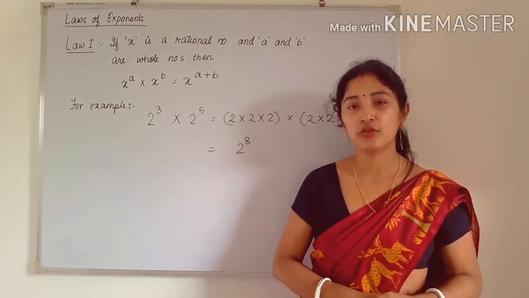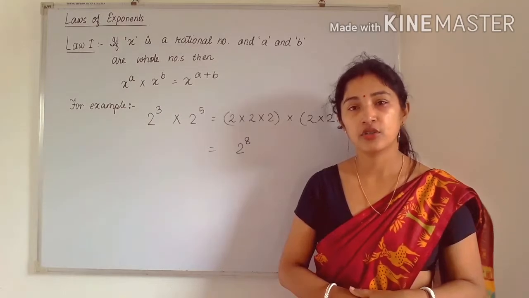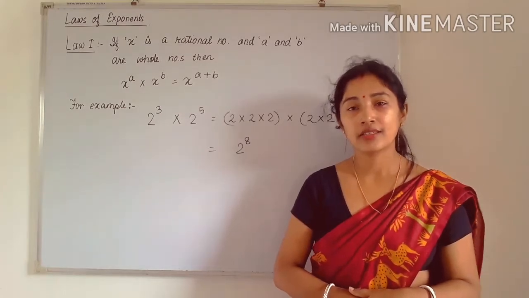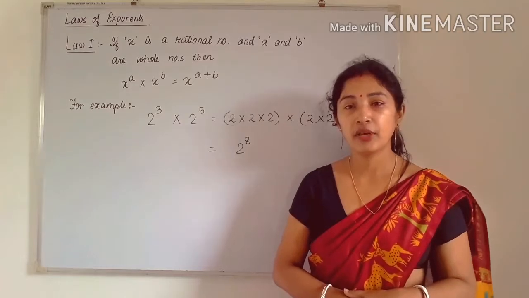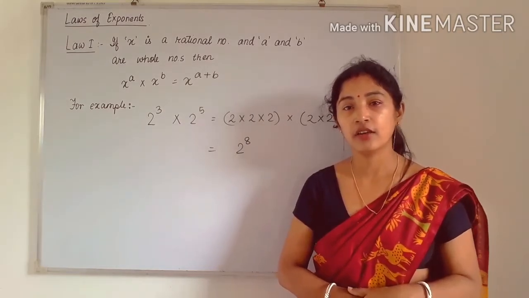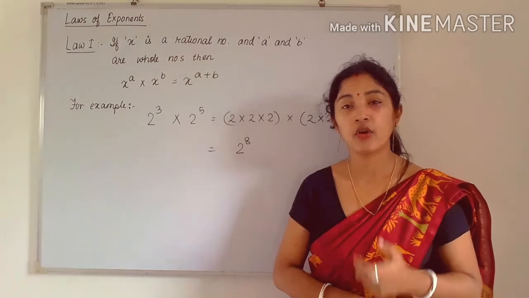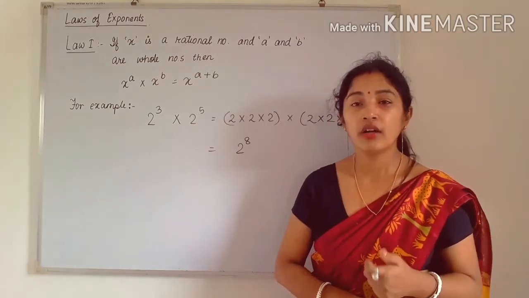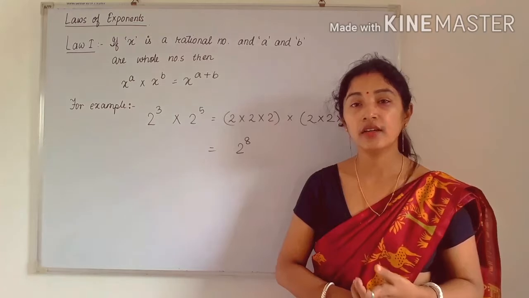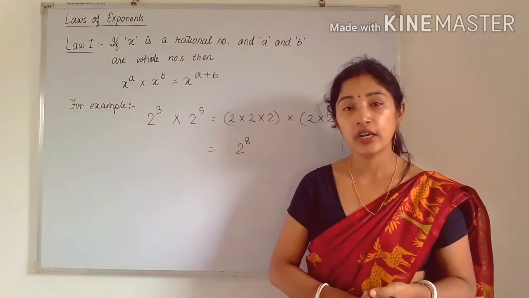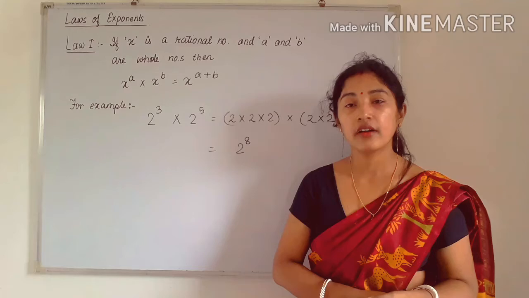So today I am going to start a new topic and the name of the topic is laws of exponent. So here I will discuss the different laws of exponent. What happens if the base is given and the power is given, and two expressions are multiplied or divided? How do we calculate it? The simplest way is using laws. So there are different laws.